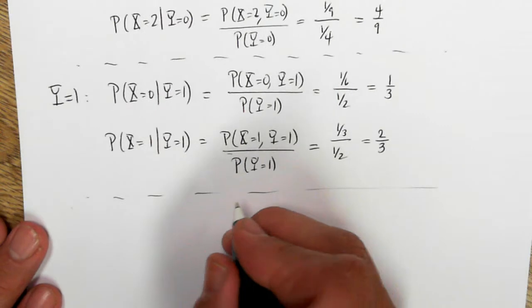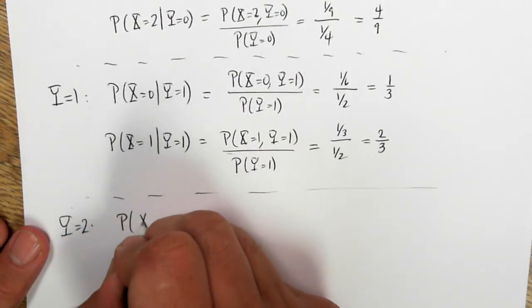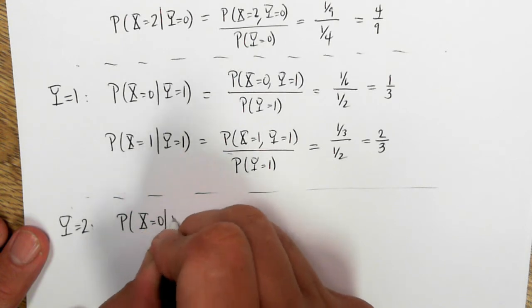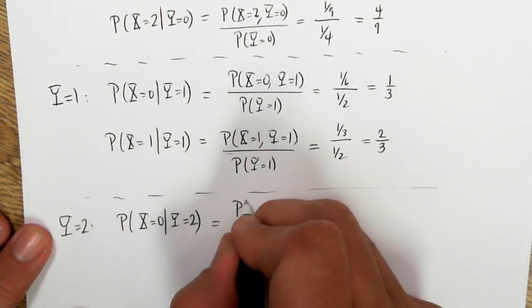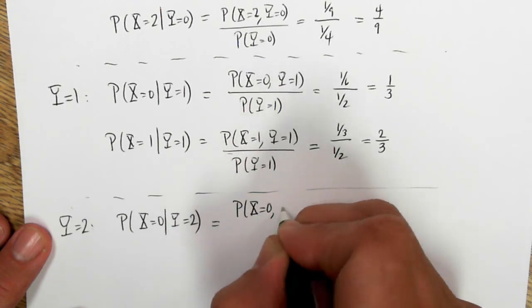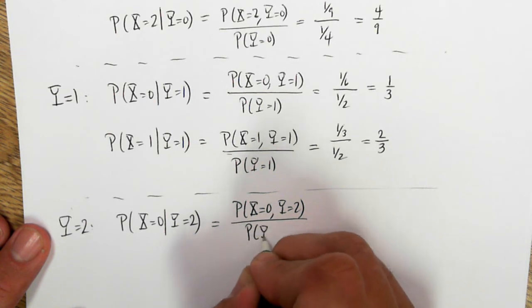Lastly, there is one last possibility. Y could be equal to 2. If y equals 2, then there's only one possible value for x, x equals 0. Now this is again silly, but let me do it for the sake of completeness. X equals 0, y equals 2, divided by the probability that y equals 2.